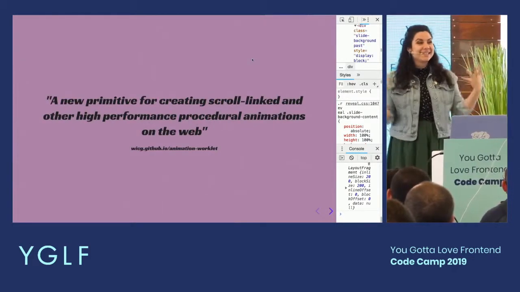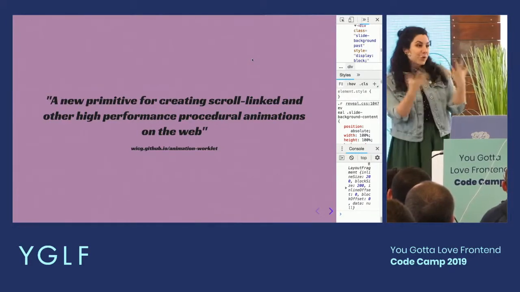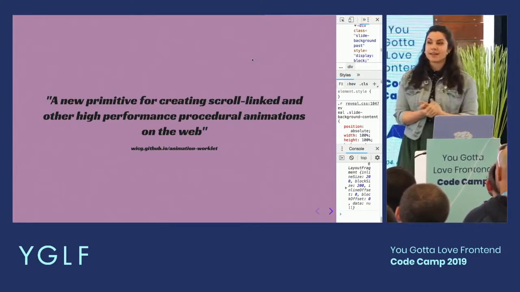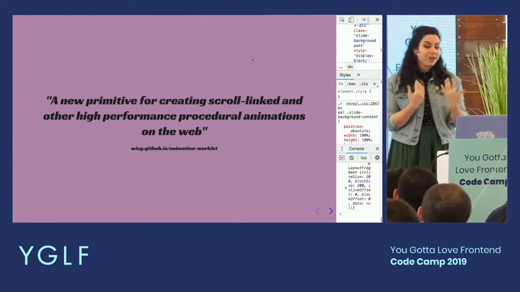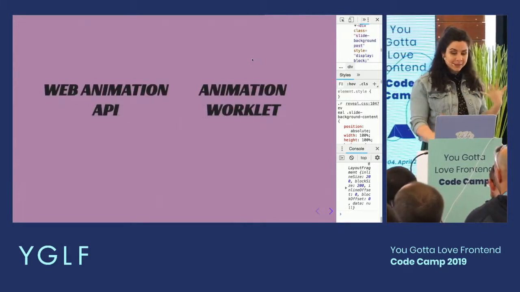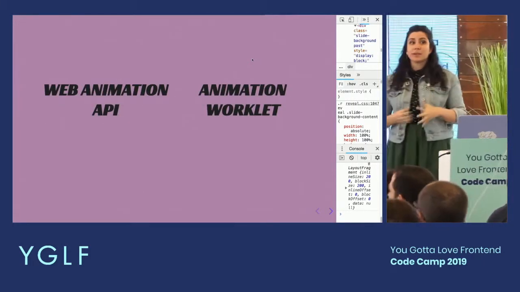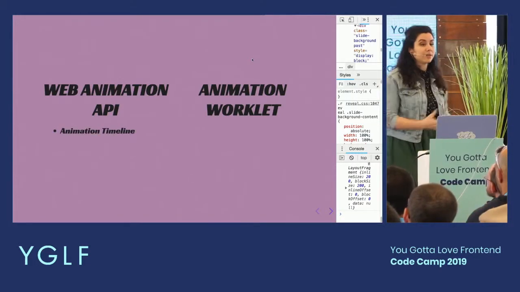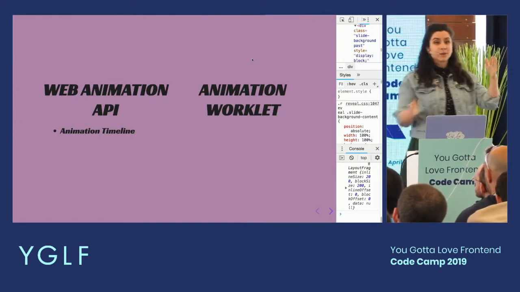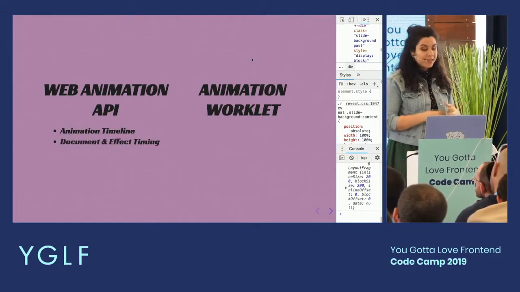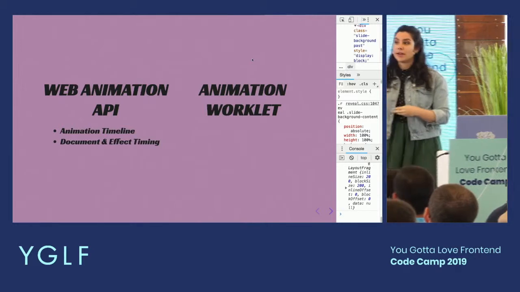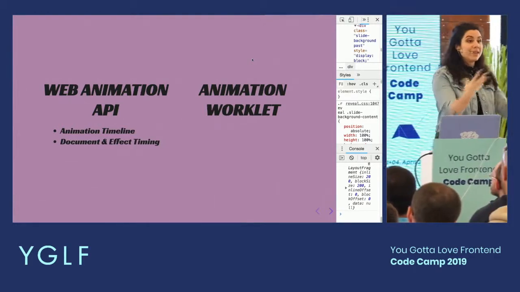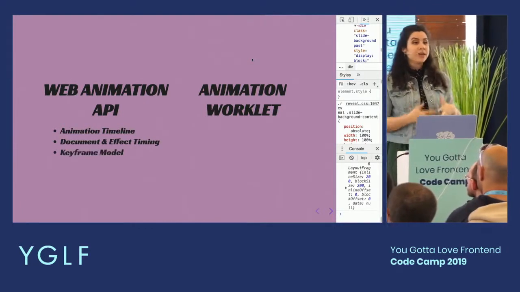So with the CSS animation worklets, these things that Houdini is now giving us, it's a new primitive for creating scroll-linked and other high-performance procedural animations on the web. So what does that mean? The Web Animation API is really cool. It's also pretty new. The Web Animation API gave us an animation timeline, so you could go sort of forward, back, reverse at any point of that timeline. It gave us document and effect timing, so you could time things after other effects have ended, and that's cool, or any sort of point within that timeline. And also a keyframe model.